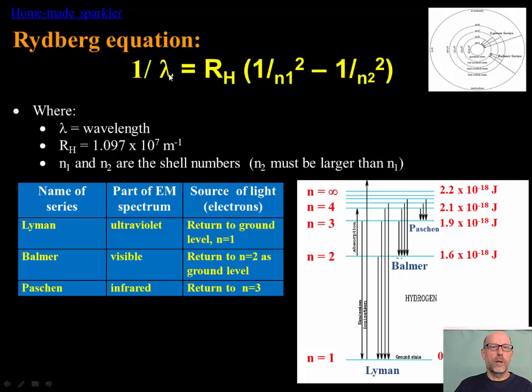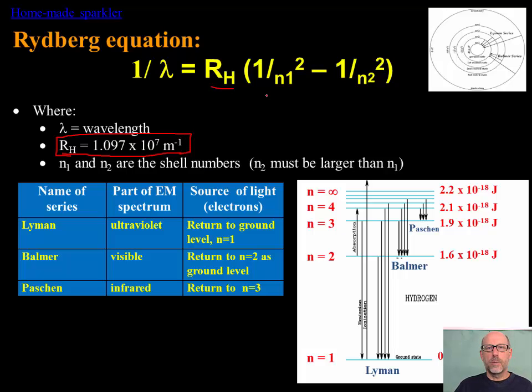You're already familiar with lambda. That means wavelength. You haven't seen RH before, but RH is a constant, just like we had c, the speed of light, which was always 3 times 10 to the 8th meters per second, and we had h, which was Planck's constant, and that was 6.63 times 10 to the negative 34th joules per hertz. Well, this one is always 1.097 times 10 to the 7th cycles per meter. This number will always be given to you. You don't have to memorize it, and you don't have to memorize c, and you don't have to memorize h either, for that matter. You just have to be able to work with it.